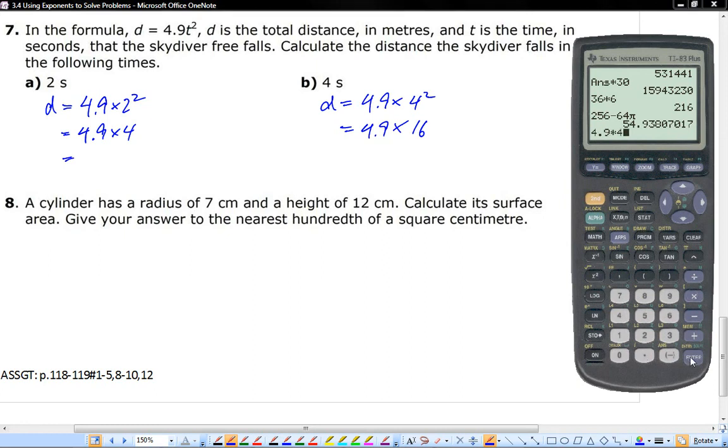4.9 times 4 is equal to 19.6 meters. And in part B, we have 4.9 times 16, which is 78.4 meters.